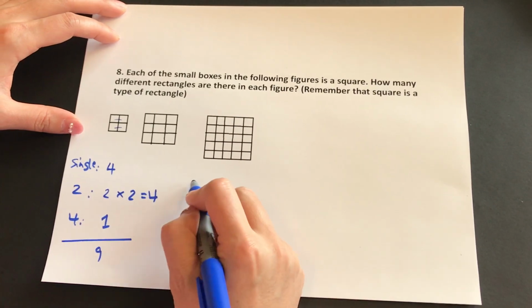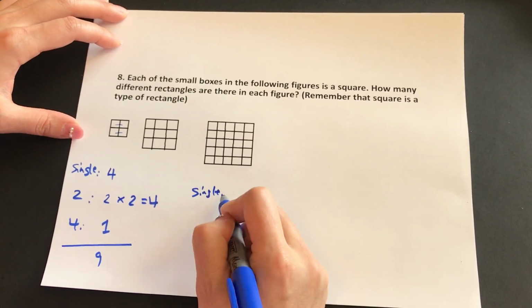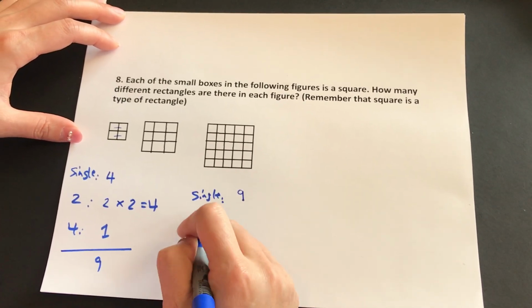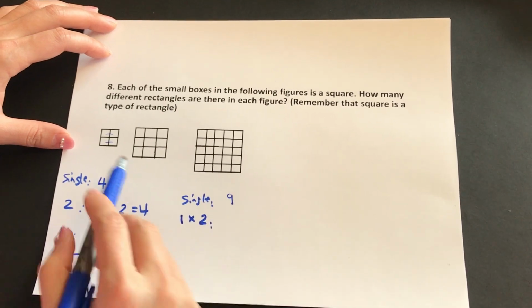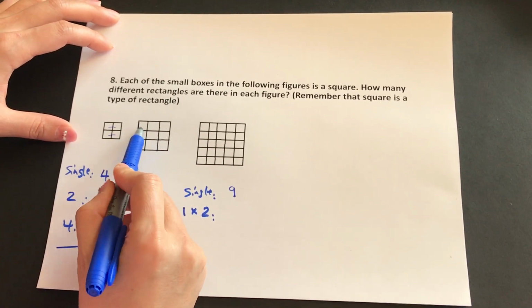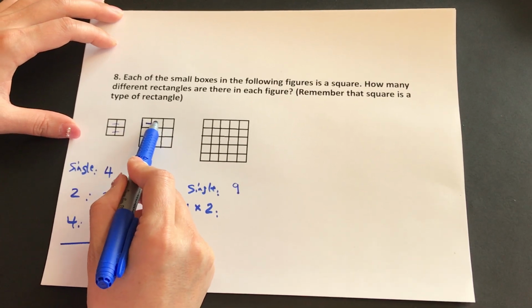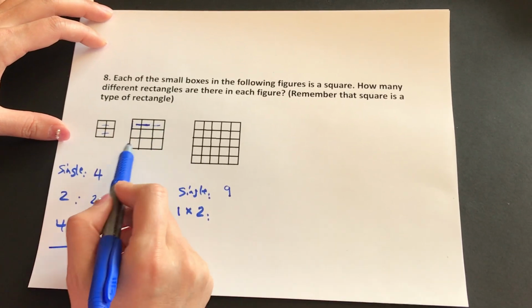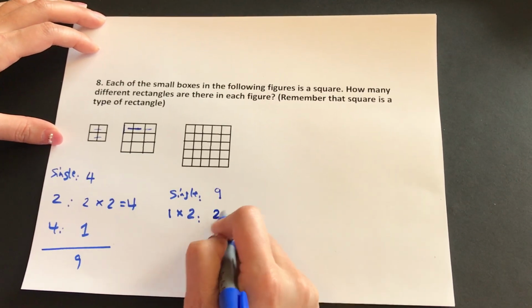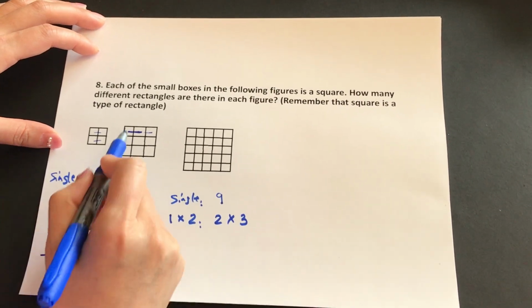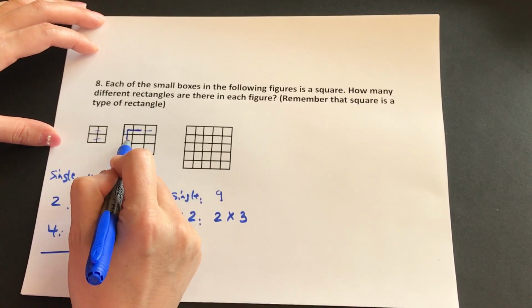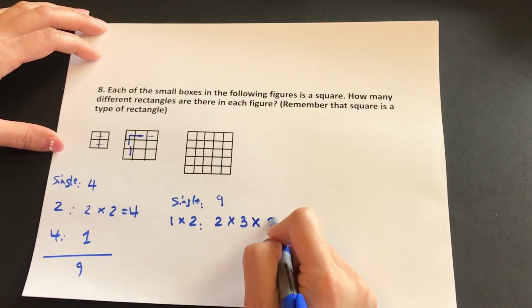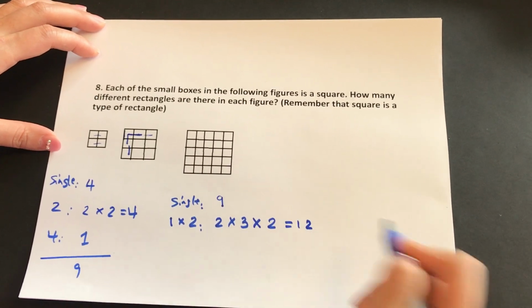So let's work on this one. Again, we look at how many singles there are. We have 3 by 3, so singles are 9. And we can have 1 by 2, which means we have 1 and 2 in the horizontal, and we have 3 rows. And remember, we can also have it vertically, 1 and 2 and 3 vertical columns as well. So vertically is the same as the horizontal, so 12.